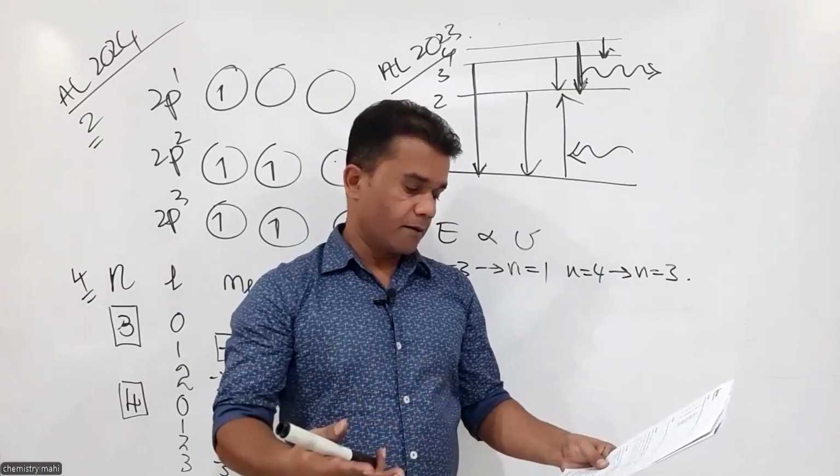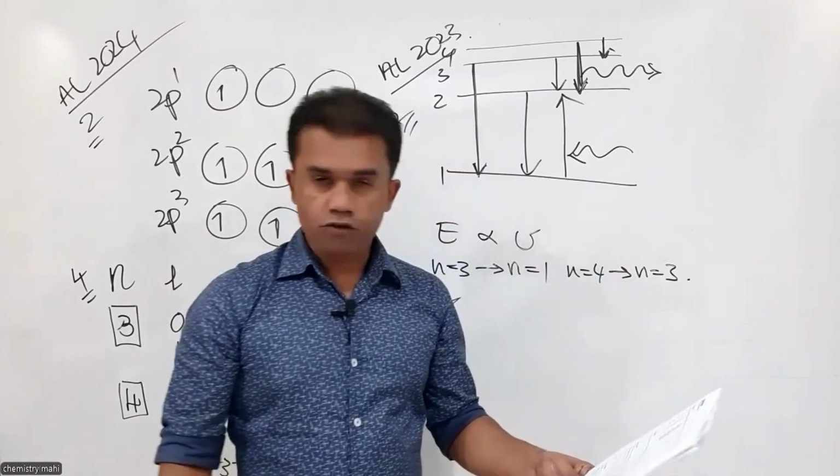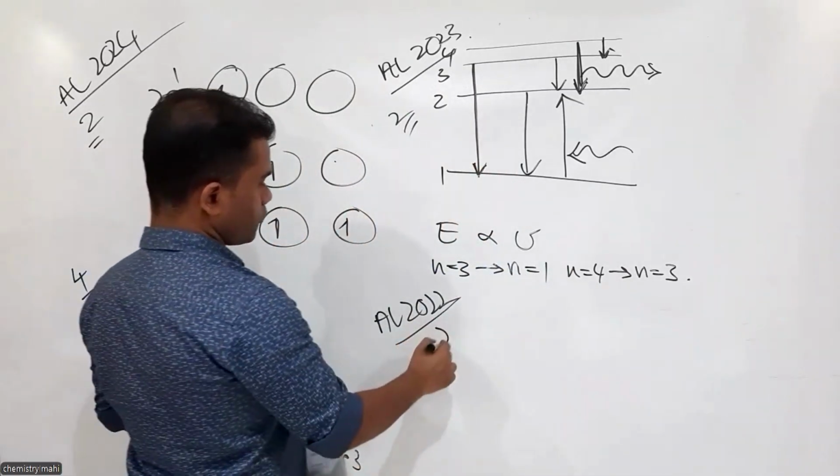In the fourth case, up to 1 means Lyman. Fifth case, up to 1 means Lyman. So it can't be. So it should be the second answer. 2022, it should be the second answer.